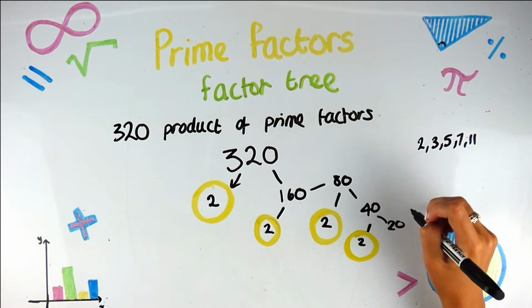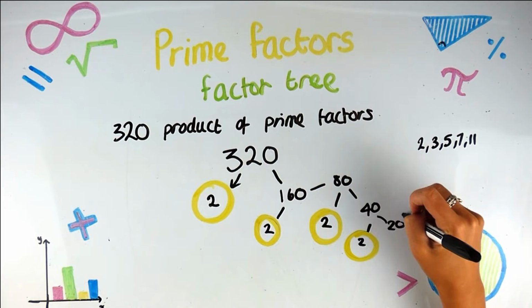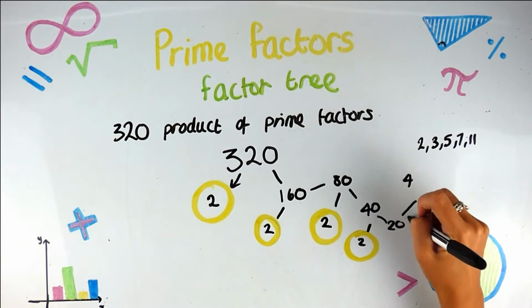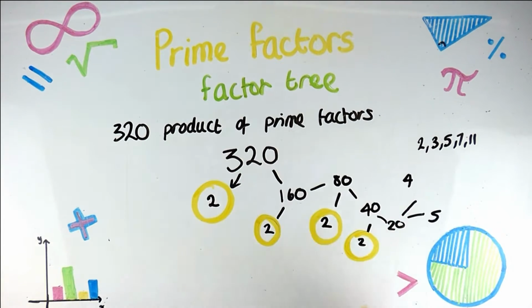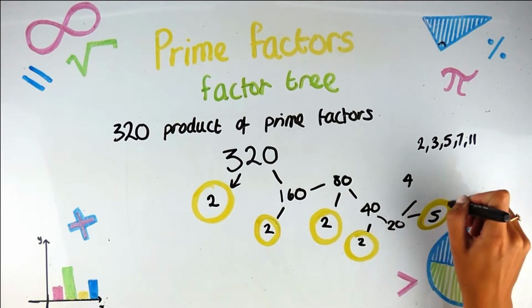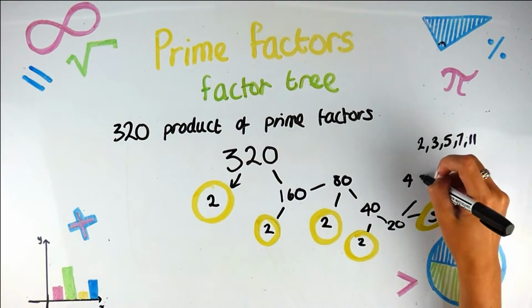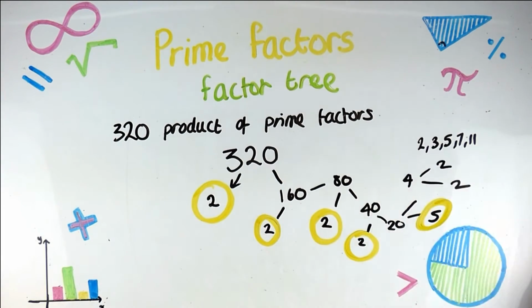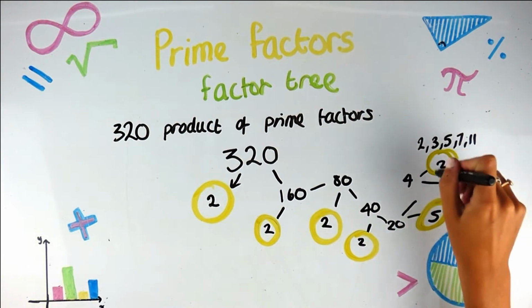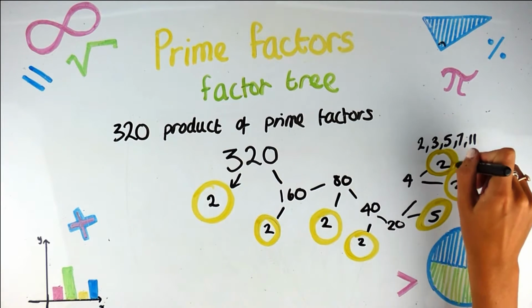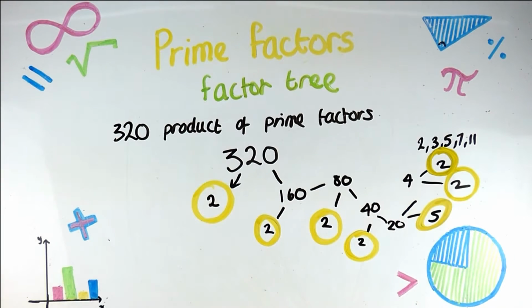20, I'm going to go as 4 times 5. Okay, now 5 is on the list, prime number. They don't always have to be 2, maybe this was a bad example. And 4, I'm going to go 2 times 2 is 4. I always just do 2 first because it's just the easiest number to check. If it's even, 2 is going to go in.